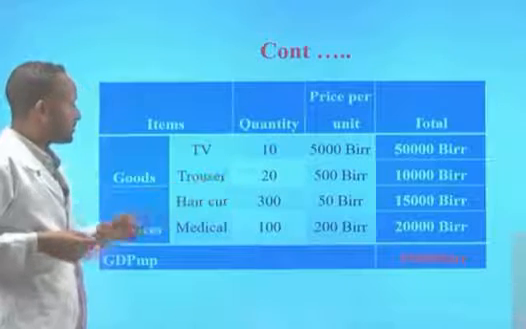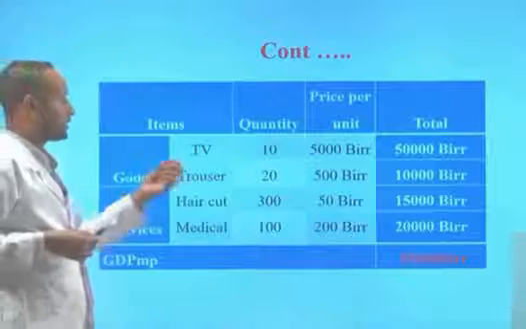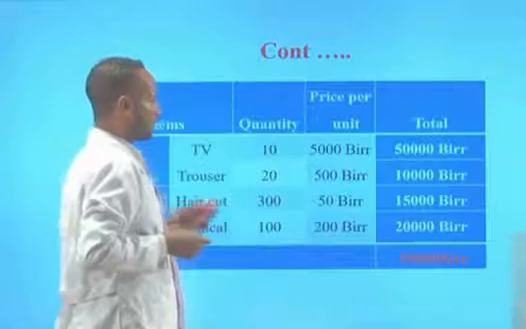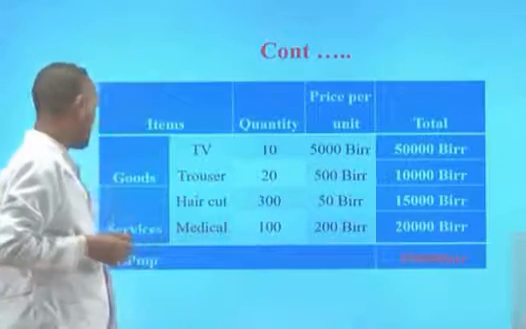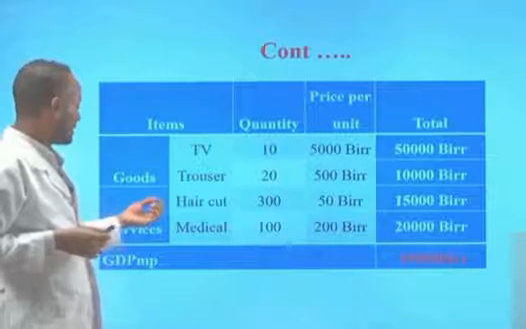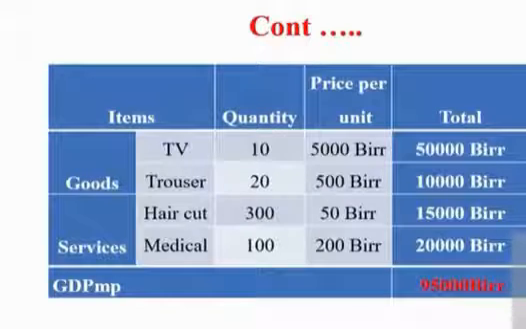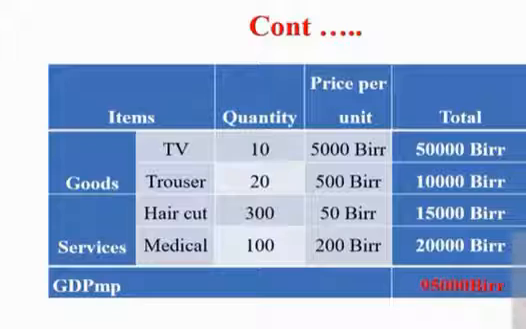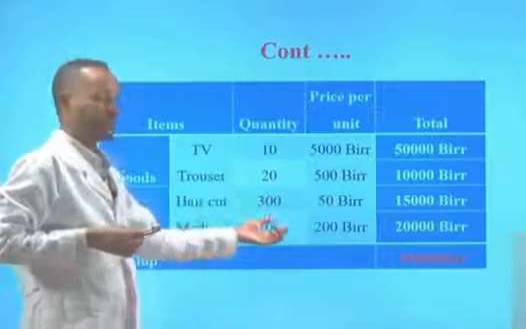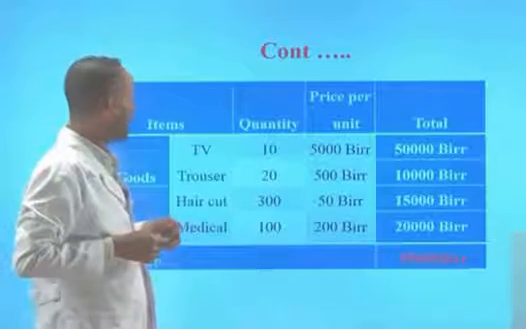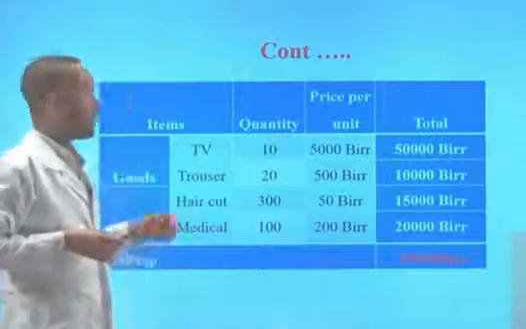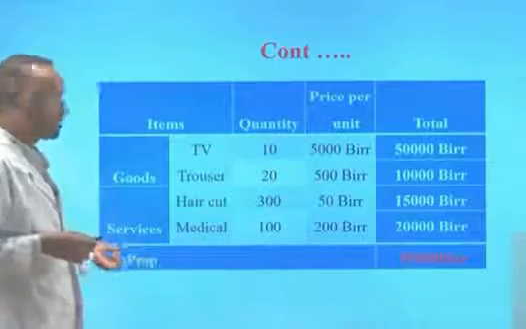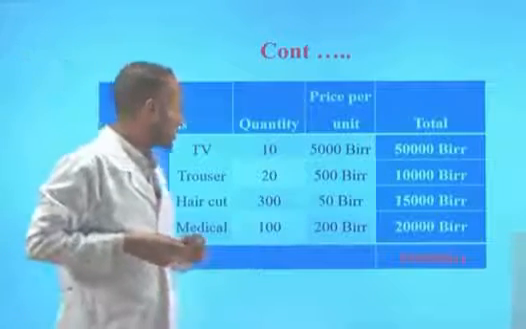And if 20 trousers are produced in this hypothetical economy, and if the price of a single trouser is 500, then the market value of trousers produced is 10,000 birr. When we come to the services, if 300 haircut services are provided in this hypothetical economy, and if the price of a single haircut is 50, then the total market value of haircut service produced is 15,000 birr. When we see the medical diagnosis service, if 100 medical diagnosis services are offered in this economy, and if the price of a single medical diagnosis is 200 birr, then the total market value of medical diagnosis is 20,000 birr. Then when we add all these market values together, we will get the gross domestic product at market price, and this will give you 95,000 birr.